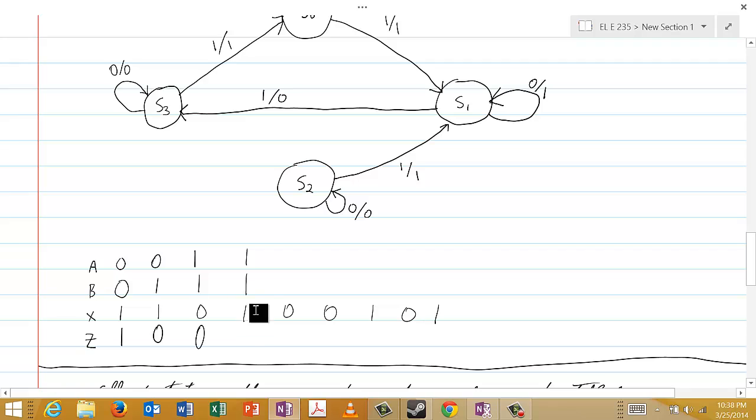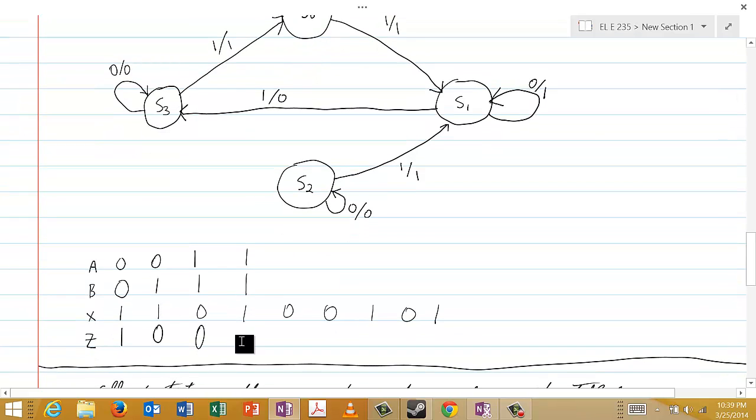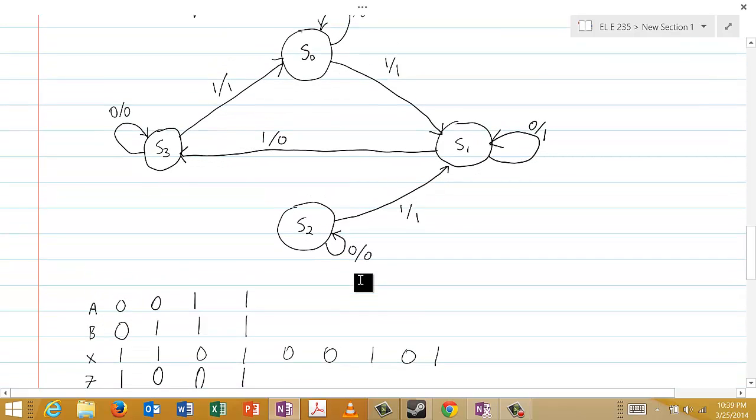Now, in the next step, we're in the 1, 1 state, S3, but in this case our input is 1, and so the state graph tells us that if we're in S3 and the input is 1, the output will be 1, and we go to S0. So the output will be 1, and we go to S0, which is the 0, 0 state.